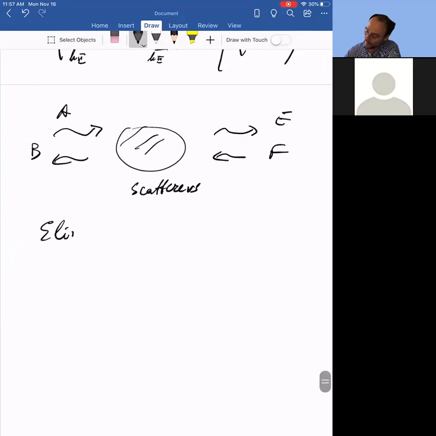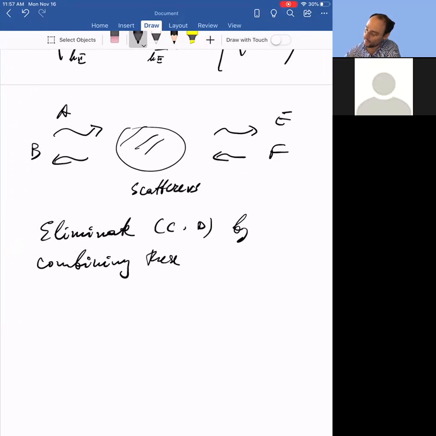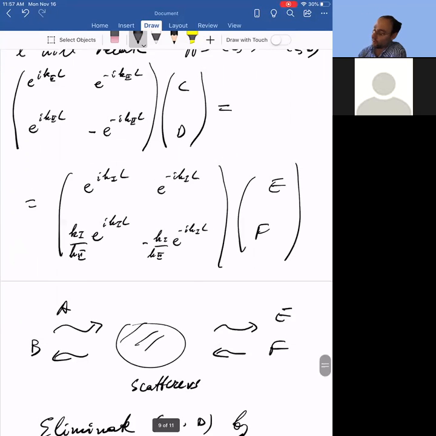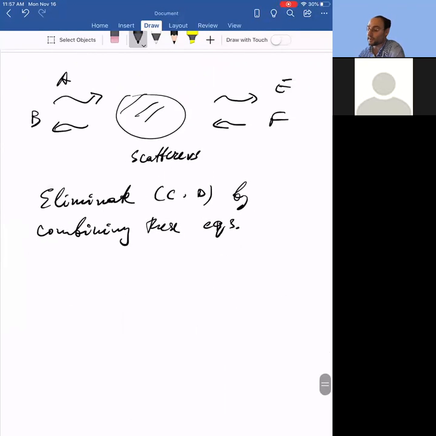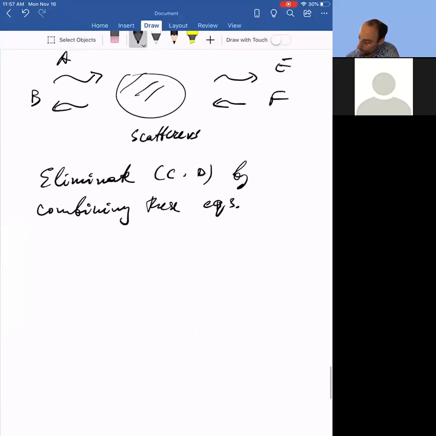So eliminate C and D by combining these equations. A matrix is just a compact form of writing down two equations, right? So I have two equations here, two equations here. I'm going to eliminate two of them to end up with two final equations that relate E to A and B and F to A and B, or vice versa. So this gives me E as a function of A and B and F as a function of A and B.